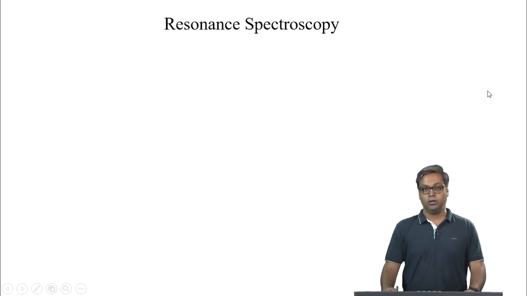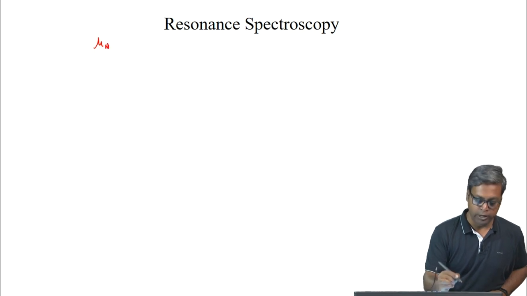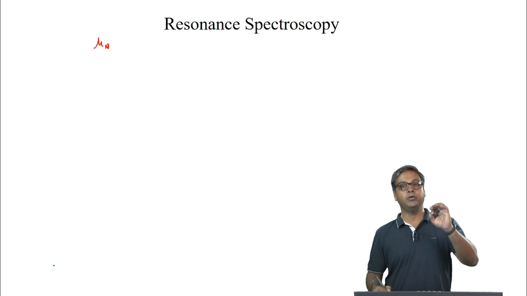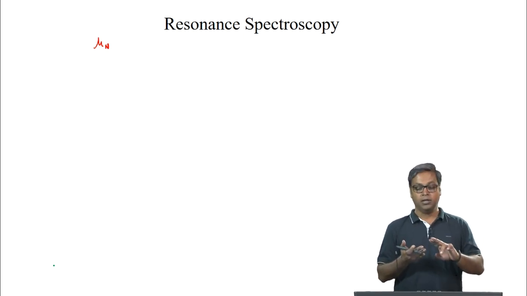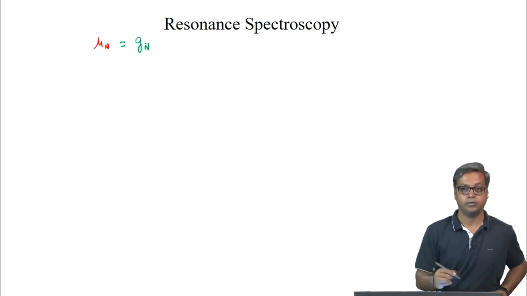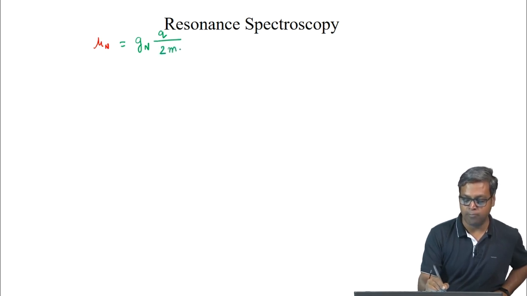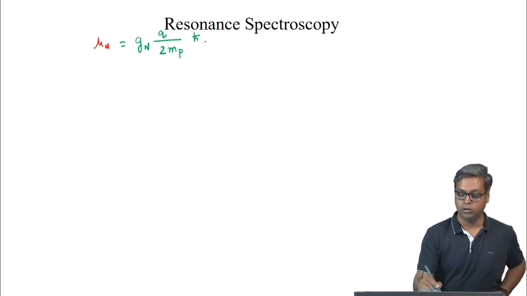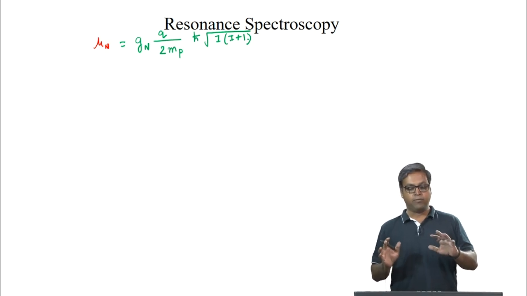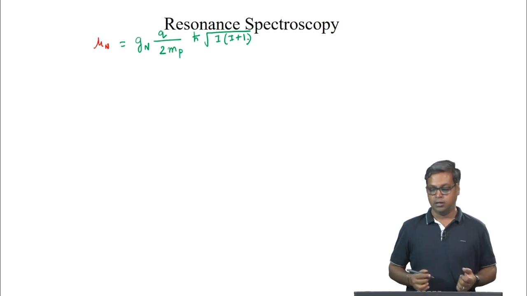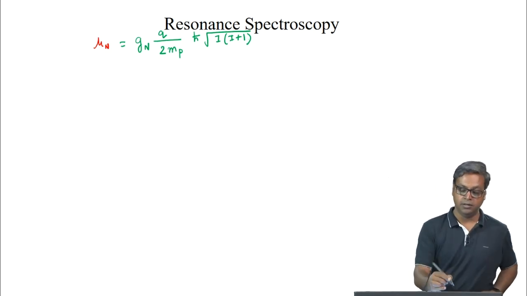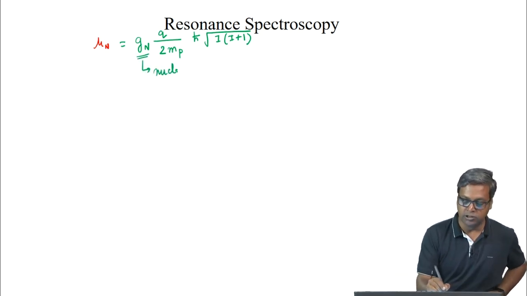So, the magnetic moment of a nucleus is denoted by mu n. And now, we should remember when we are talking about spin, we said the magnetic moment was denoted by mu s, where s stood for spin, and now here n stands for nucleus. So, we can write mu n equals g n q by 2 m p h cross root over I times I plus 1. So, you can see we can find the analogy of what we talked about in the last lecture about spin, that is about the electron spin, and now we are talking about the nuclear spin. So, here this g n is known as the nuclear g factor.